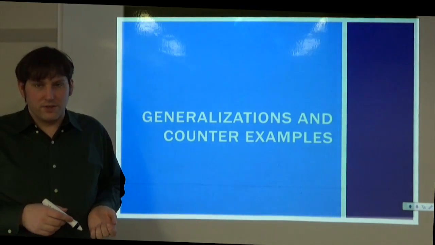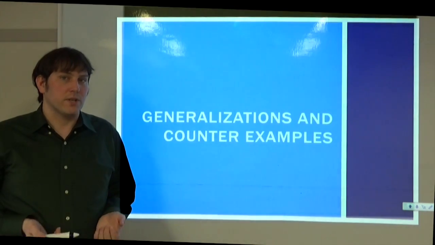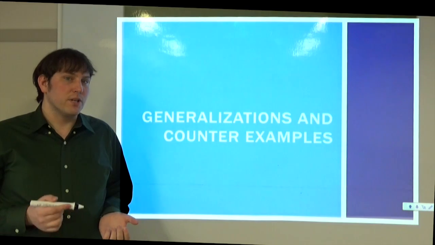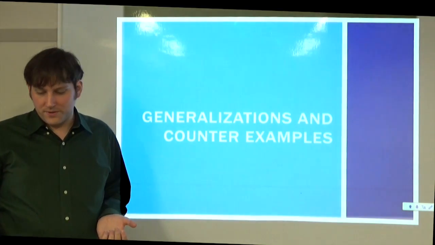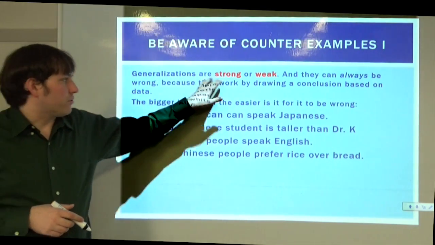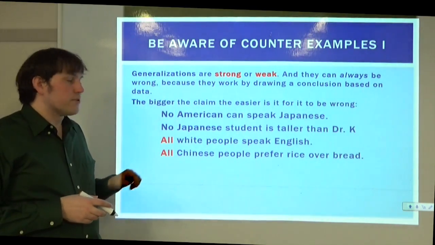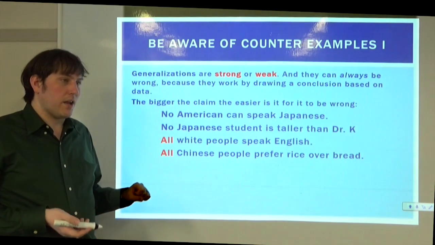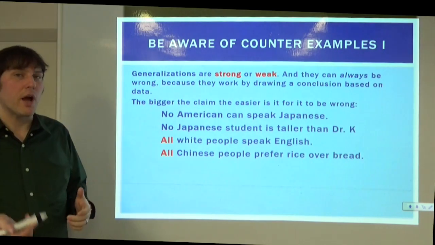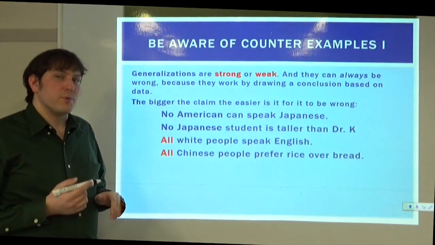Another thing we need to consider about generalizations is that generalizations are always subject to counterexamples. So there's always something that could happen that's going to make a generalization false. So again, generalizations are strong or weak, and they can always be wrong because they work by drawing a conclusion based on data. They do not have the property that we were talking about with deductive arguments. They are not truth-preserving. The bigger the claim is, the easier it is for it to be wrong.